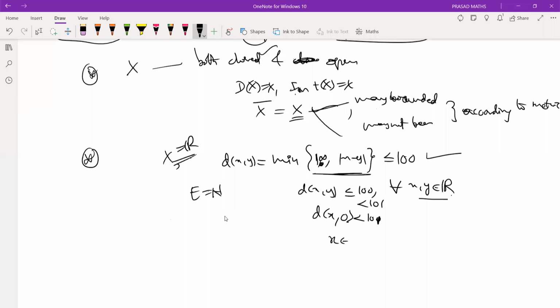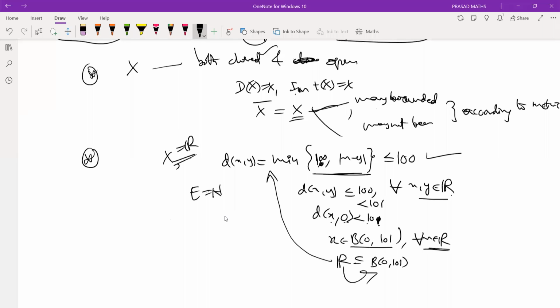The distance between x comma 0 is less than 101, which means x should be in the ball centered at 0 with radius 101. This is true for every x. Therefore, every real number that you take is inside the ball. Therefore, R is bounded with respect to this metric. The full metric space is bounded with respect to this minimum metric, as I already told you in basic classes. It's a bounded metric because R is inside the ball.